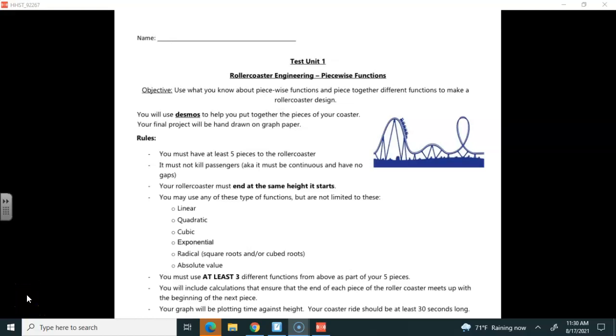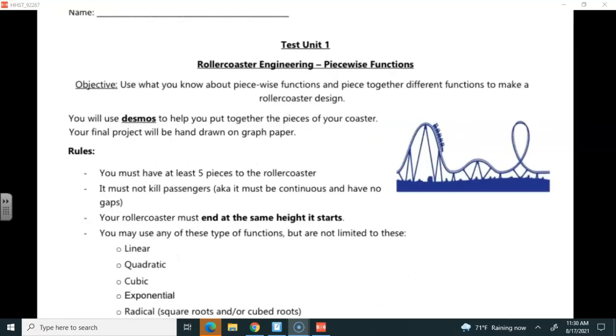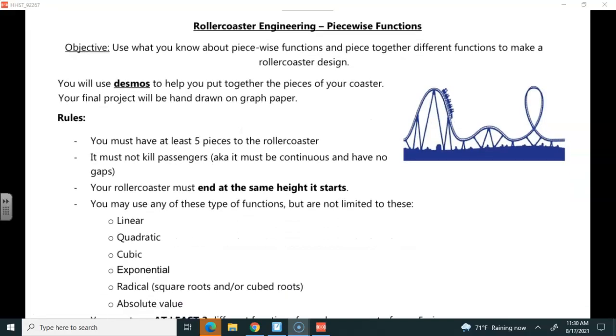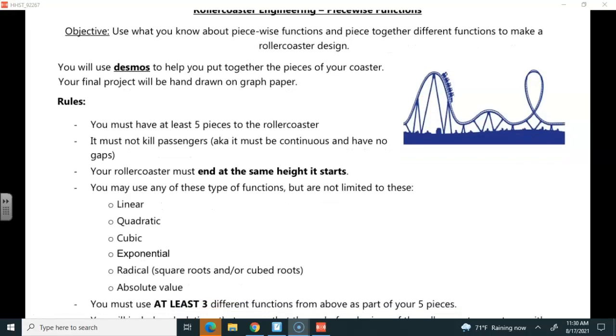Okay, guys, this is your roller coaster project, and I want to make sure you understand everything about it. Check your Google Classroom so you'll know when it is due. Our objective is to use what you know about piecewise functions and piece together functions to make a roller coaster design. You will use Desmos to help you put together the pieces of your coaster. Your final project will be hand drawn on graph paper.